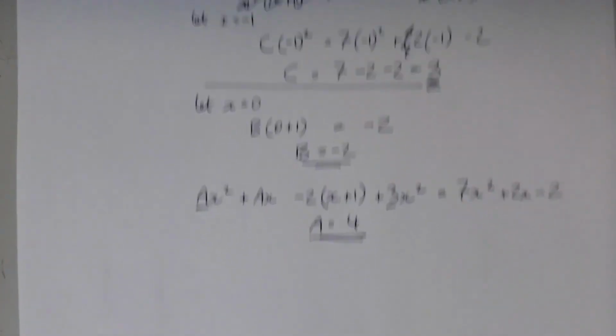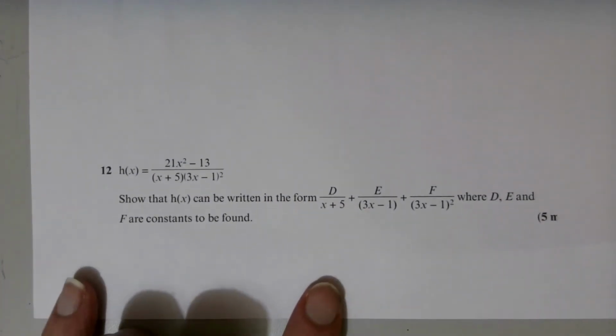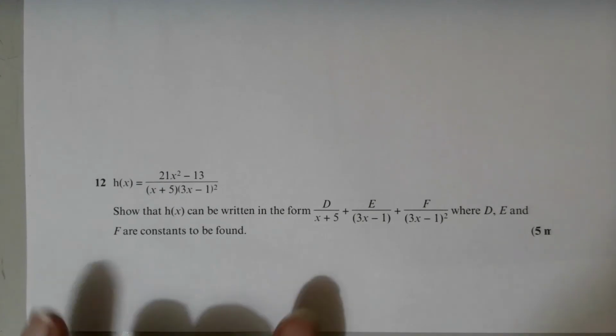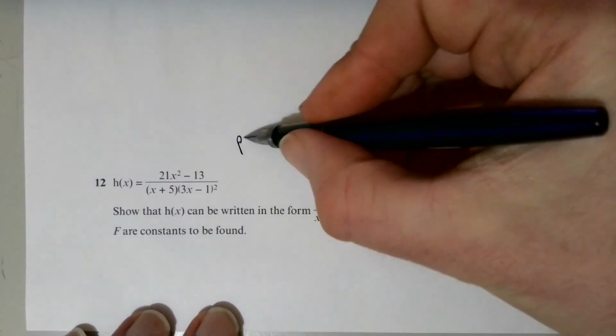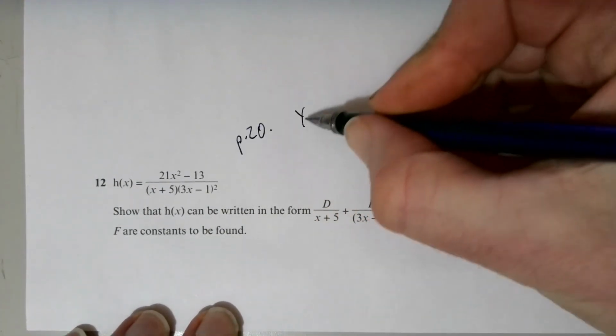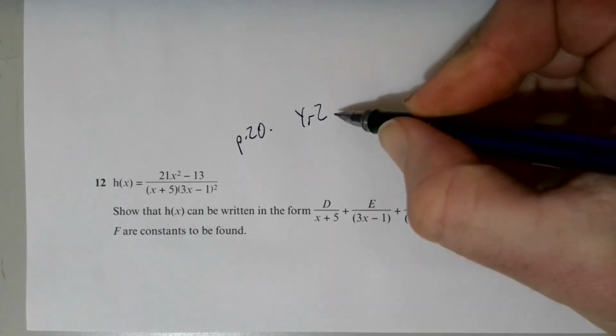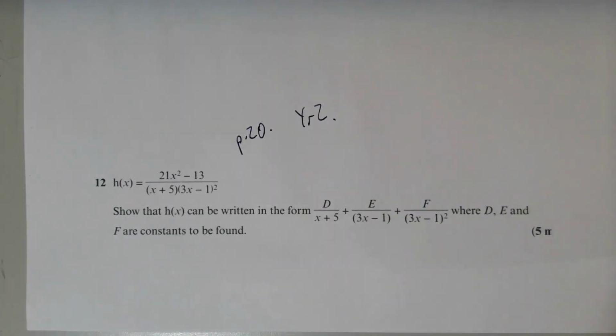What I'd like you to do now is have a go at this question, which can be found on page 20 of the Year 2 textbook. And I would like you to upload to me your working for how you work out what D, E and F are. Okay, and a reminder, if you are totally confused by this, you will need to go back to the playlist link that I've also put on Class Charts for you.